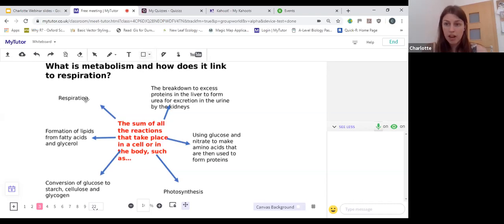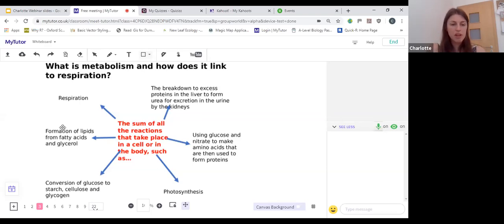Respiration is part of that, so the converting of glucose and oxygen to carbon dioxide and water. Also the formation of lipids from fatty acids and glycerol. We talked about that when we covered digestion a few weeks ago, but lipids, which are one of the key components of our food, are formed from fatty acids and glycerol that we get from our food. Also the conversion of glucose to starch, cellulose and glycogen.